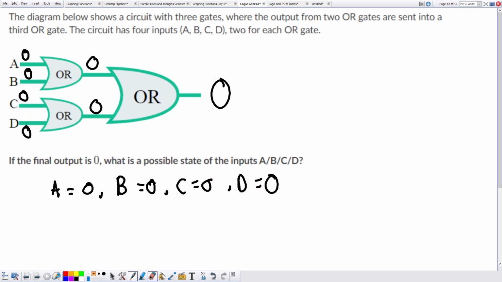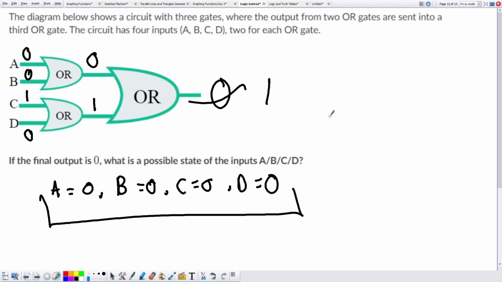That's a combination. Does anything else work? Well, let's say I have 0, 0, 1, 0. There's a 1 in there, right? The first one becomes 0, but the second gate is an OR gate, so we have an output of 1. And then since this one's an OR gate, it would not be a 0, it would be a 1. So it seems that this right here is the only combination that works.